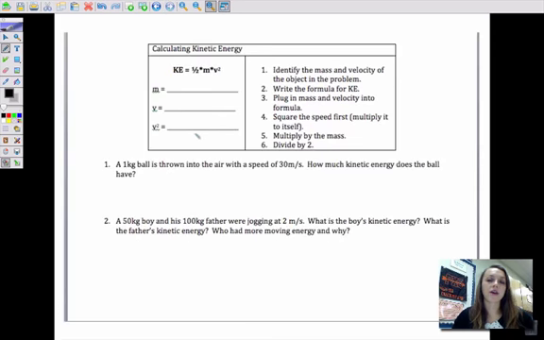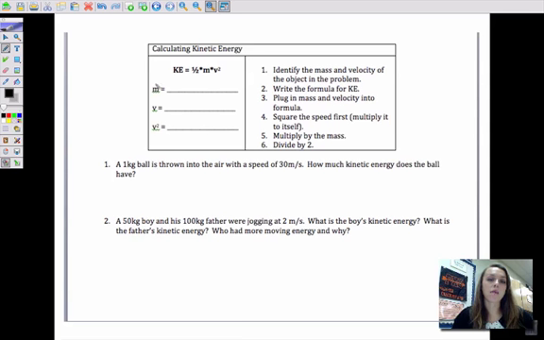Kinetic energy, on the other hand, is a little more math intensive. Kinetic energy is 1/2 times the mass of the object times the velocity of the object squared. And the reason we have speed in this particular component is because kinetic energy is the energy of a moving object.